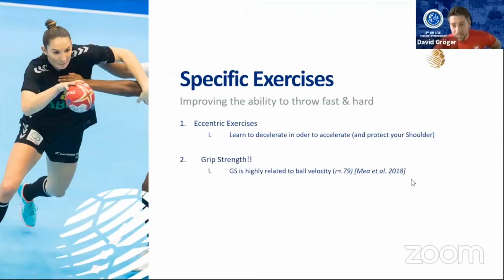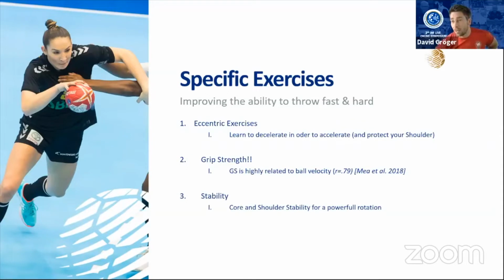The other one is grip strength. And there is a paper, and there's a high relation that we can see here. So grip strength is highly related to the ball velocity and also to movements like spinning the ball or doing fancy stuff with the ball. You need certain strength in the underarms, and we're going to see some exercises especially for that.